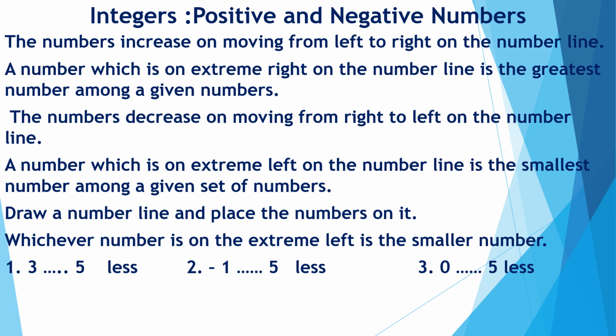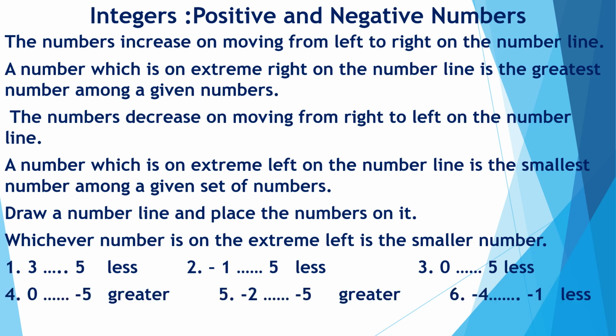Which number is to the left of 5? 3. So 3 is less than 5. Now we take -1 and 5. -1 is to the left of 5. So -1 is less than 5. 0 and 5. Again, 0 is to the left of 5. So 0 is less than 5.